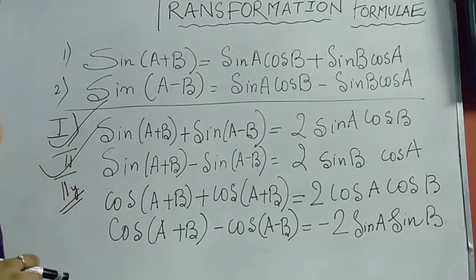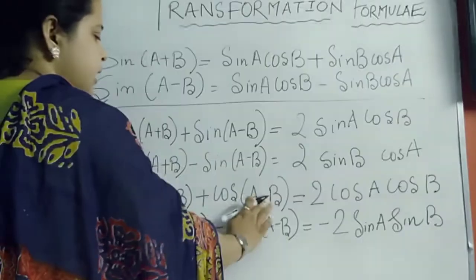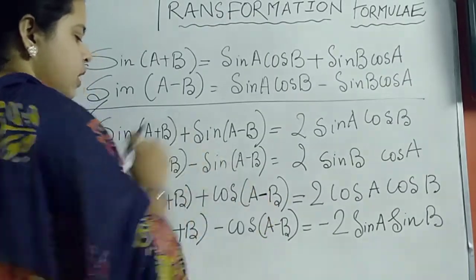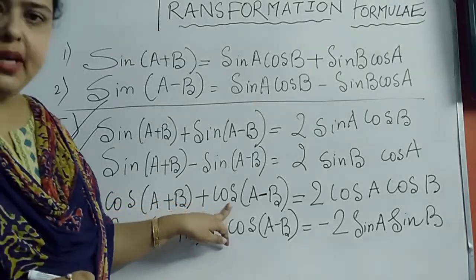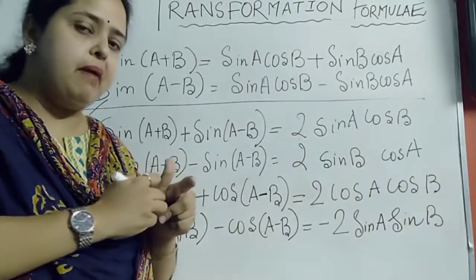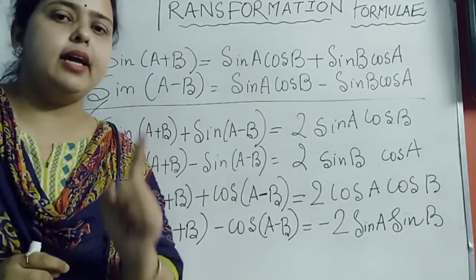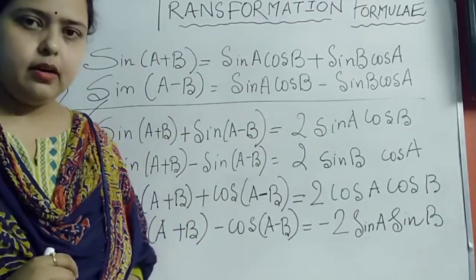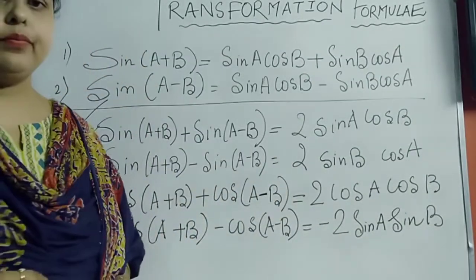Similarly, you all know what is cos a plus b and what is cos a minus b. So, cos a plus b plus cos a minus b will cancel down the second term, that is sine a sine b, and we are getting 2 cos a cos b.